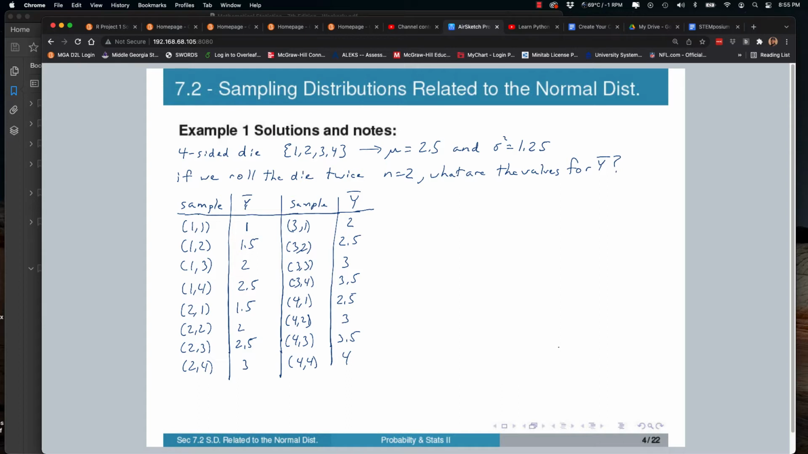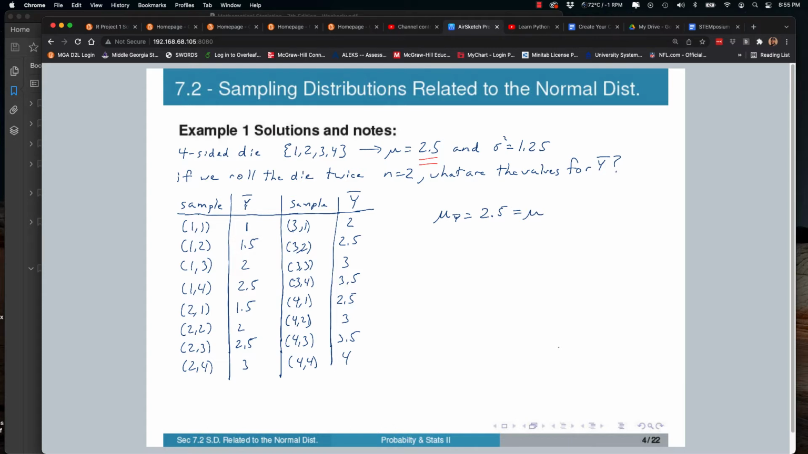If you take the time and actually add all those together, I know some of them are repeats, but you need to add them all together because they're all different samples. If you add all those together to compute the mean of the sample means, the mu of y bar is equal to 2.5, which lo and behold is the same thing as the population mean mu.